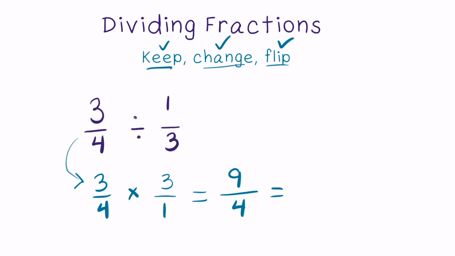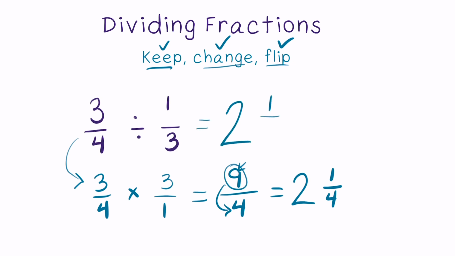What is 9 divided by 4? 4 goes into 9 2 times. 2 groups of 4 is equal to 8. And then we have a remainder of 1 because 2 groups of 4 is 8, and we're looking to create the number 9. So we have 1 more left over there, and we'll keep the denominator of 4 and carry that over. 2 and 1/4, and so we can say that 3/4 divided by 1/3 is equal to 2 and 1/4.